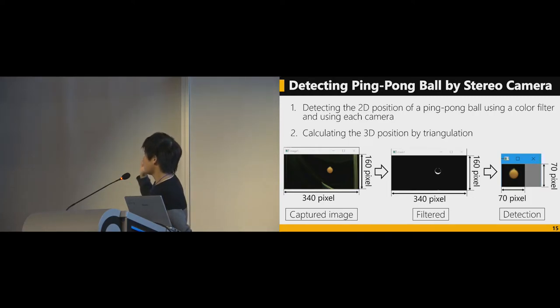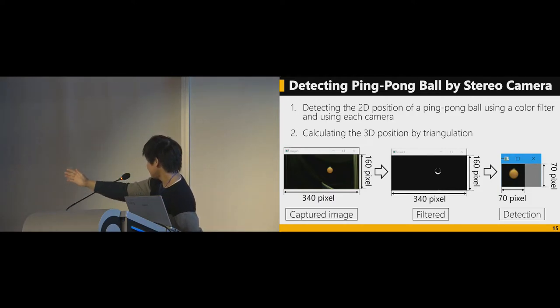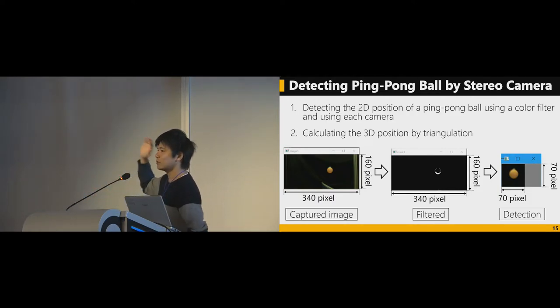This slide is about how to detect the ping-pong ball by stereo camera. There are two procedures. Firstly, the system detects the two-dimensional position of the ping-pong ball using a color filter on each camera. Please look at this figure. It shows the captured image, the filtered image, and the result of detection. Secondly, the system calculates the 3D position by triangulation.